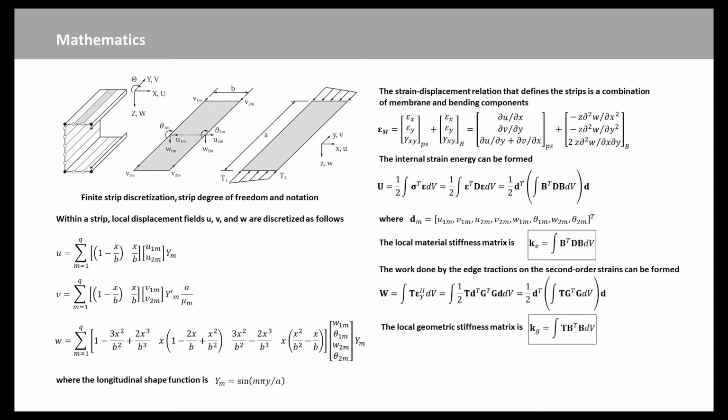The local strip geometric stiffness matrix is formed from the work done by the edge tractions on the second-order strains, and the matrix can be expressed, where T is the distributed traction over the cross-section, epsilon y2 is the second-order strain, and G is a matrix that describes the relationship between the second-order strain components and the displacement vector. From the work expression, the strip's geometric stiffness matrix small kg can be formed. This matrix is also typically expressed in terms of membrane and bending terms.